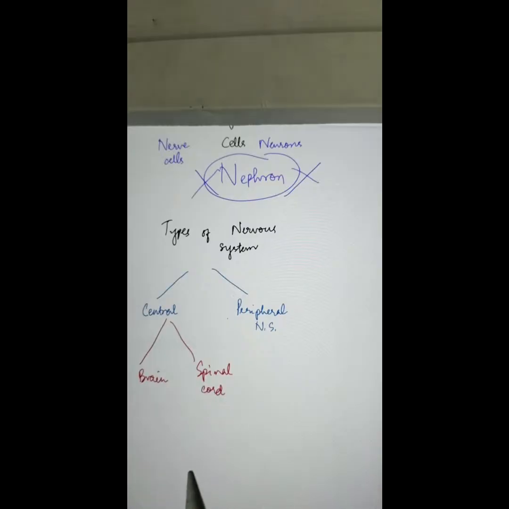So brain, you know the location of it. It is inside the skull. It is a muscular part. You should also know the location of spinal cord. Spinal cord is present inside the backbone. Because it is a delicate part and it is performing the function of control and coordination, it is protected by the bones of the vertebral column.